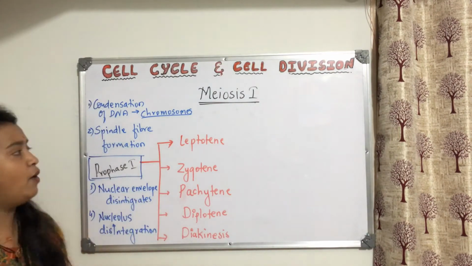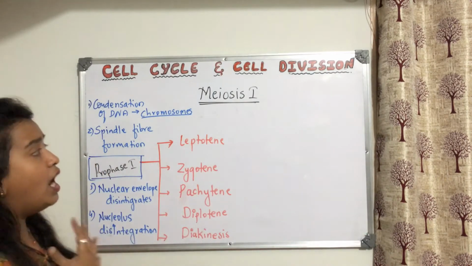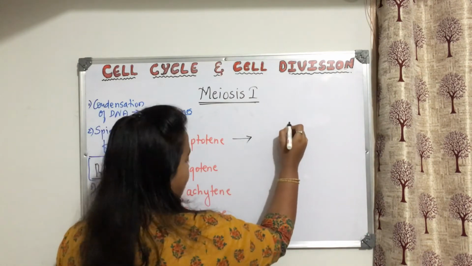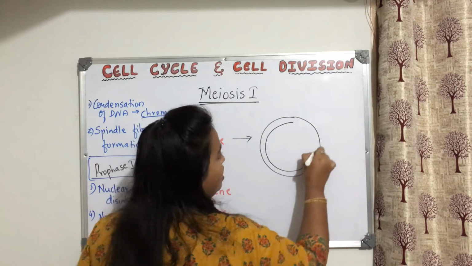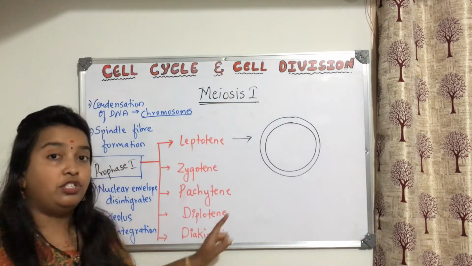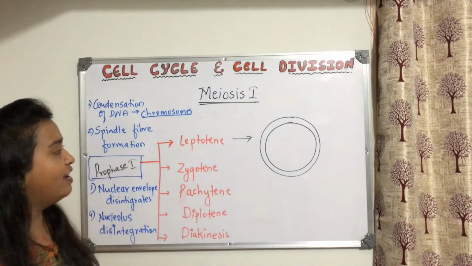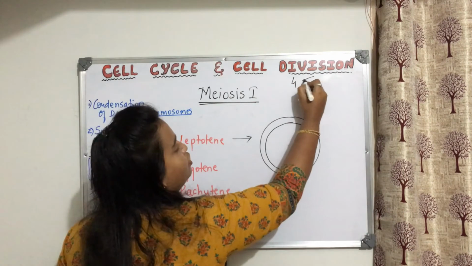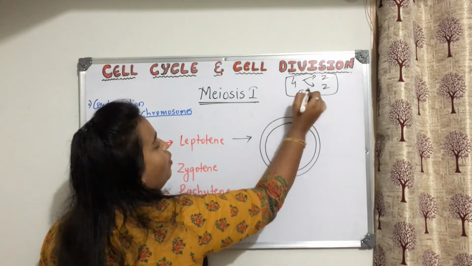Okay. Now, what will happen in leptotene? I am talking about leptotene, okay? This is the cell and this is the nucleus. Just I am showing it for you to understand. Now, how many chromosomes have we taken as an example? 4, which should form 2 and 1 2. This is a blueprint now for meiosis 1.